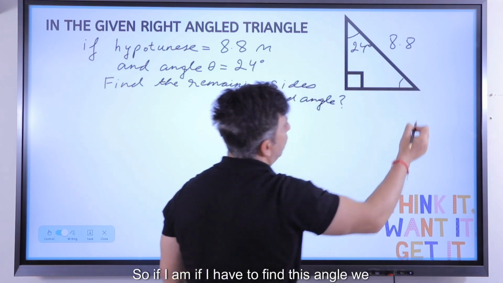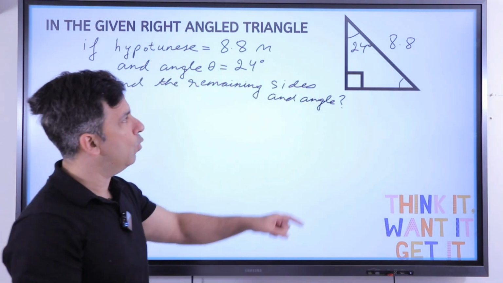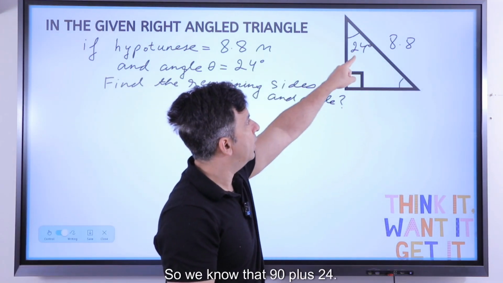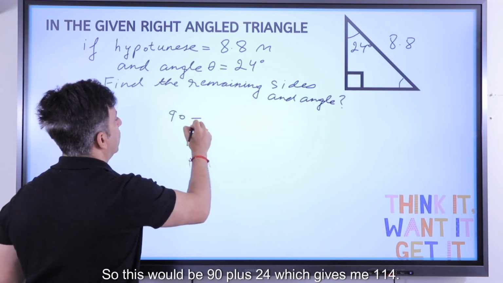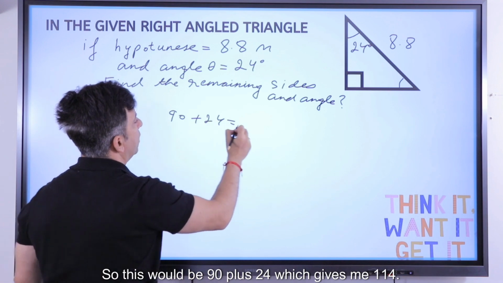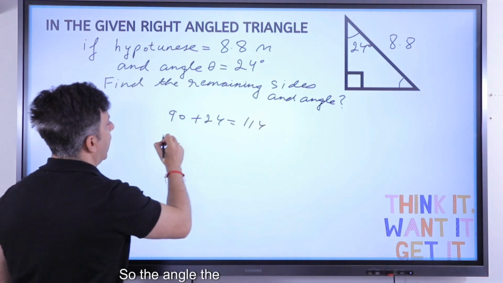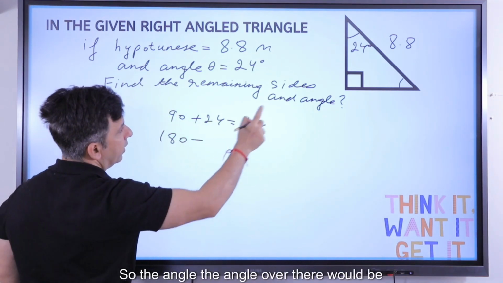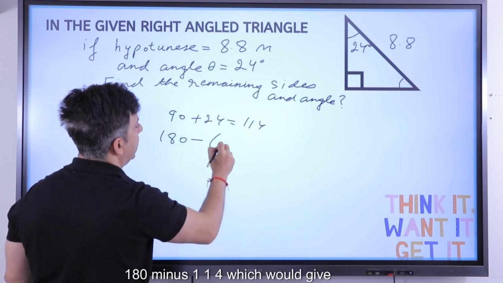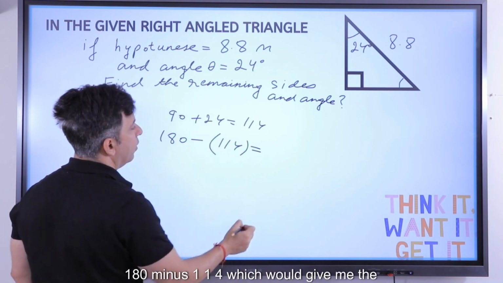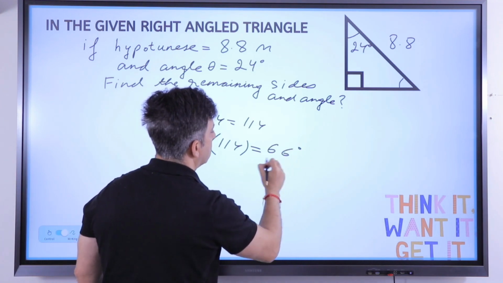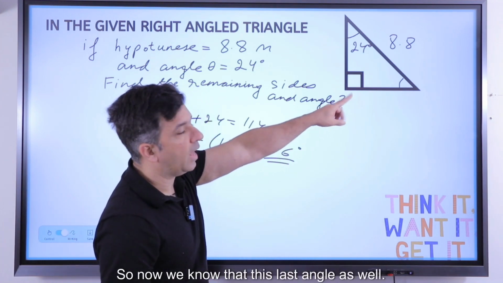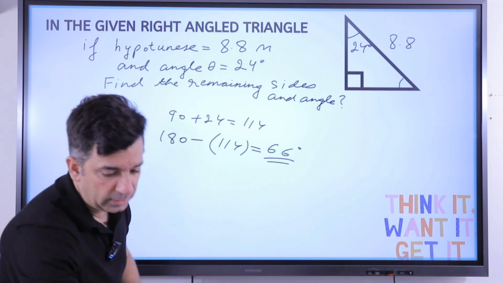So if I have to find this angle, we can easily do that now. We know that 90 plus 24, which gives me 114. So the angle over there would be 180 minus 114, which would give me the value as 66 degrees. So now we know that this last angle as well. So this is 66 degrees.